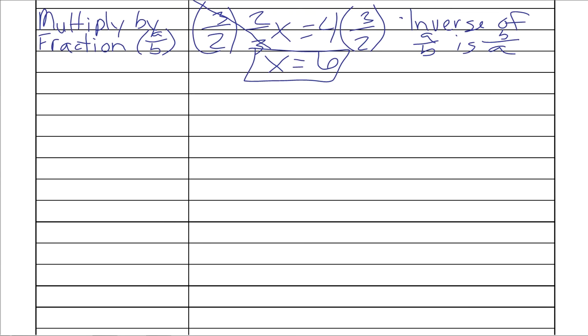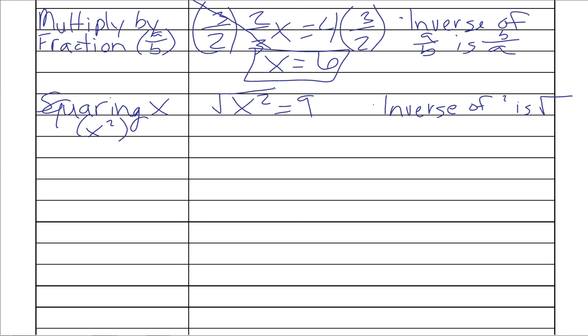Lastly, we're going to look at what happens if you have an x squared. So the problem we're going to look at is x squared equals 9. The inverse of a square is a square root. So to undo x squared, we take the square root of it. To undo 9, we take the square root of it.